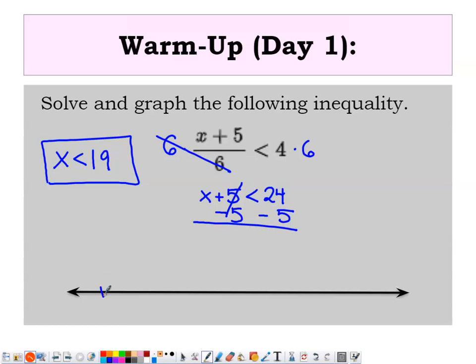So I like to put 5 numbers on a number line. I'm going to put 19 in the middle. And then we have the inequality x is less than 19, so that means that we are going to have an open circle. And we want all the numbers less than 19, meaning that we head to the left. And that is our final answer.